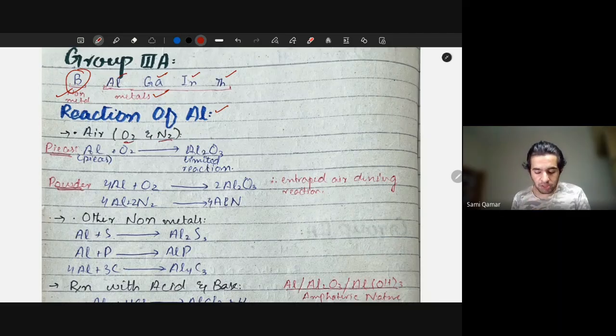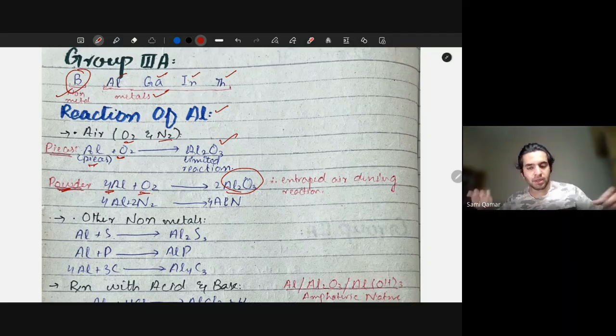When aluminium is in pieces, it will react with oxygen and form aluminium oxide. While in powder form, very small powder, it will react with oxygen and form aluminium oxide, but this reaction will not be limited. It will be unlimited, meaning all the aluminium will be converted into aluminium oxide. But when it is in big pieces, the reaction will be limited. All the aluminium can't react with oxygen.